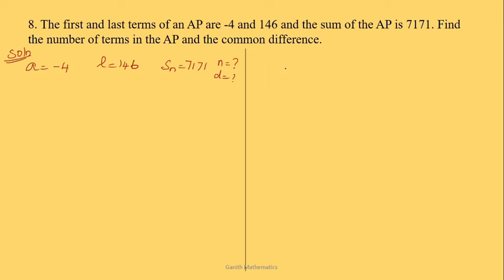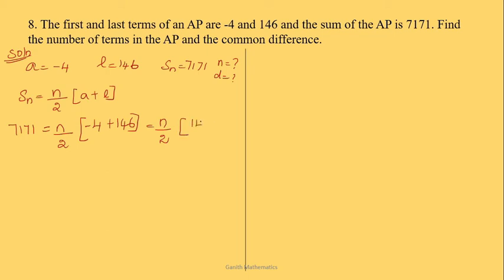Now we are going to substitute all these things in the formula which is relevant to that. We know that Sn is equal to n by 2 into (a plus L), right? So we keep n as it is. We know that Sn is equal to 7171. We don't know n, and we know a and L. Our a is minus 4, our L is 146. When we simplify these, this will be n by 2 into (146 minus 4), which is 142. When this 2 and 142 get cancelled, this will be 71.